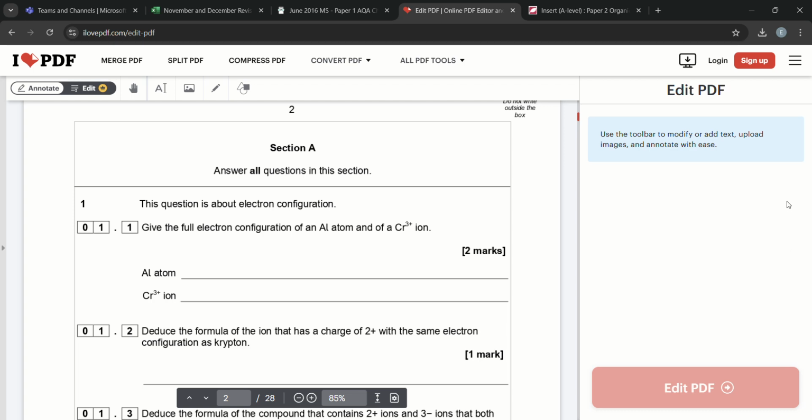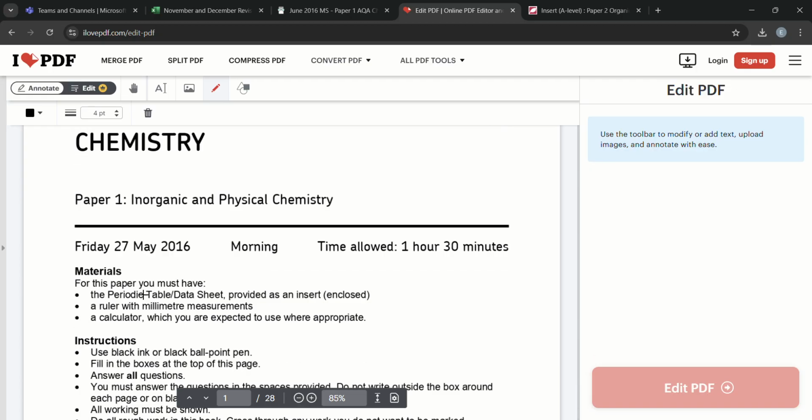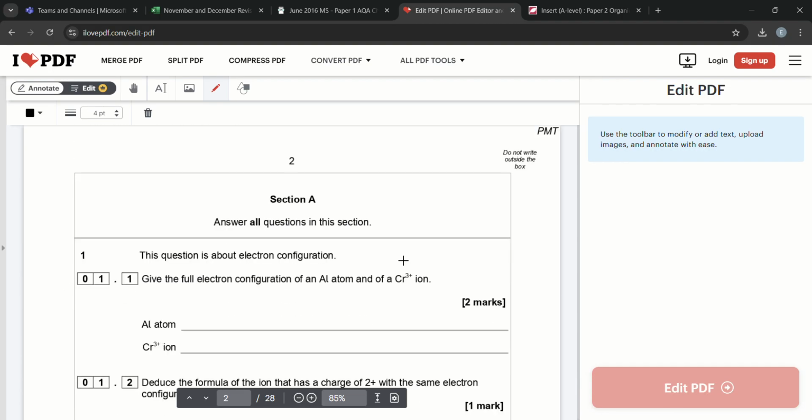Question 1 at AQA AS level, Chemistry Paper 1, Friday 27th of May, 2016. And obviously this will be in a separate playlist than the A-level ones. So this question is about electron configuration. Give the full electron configuration of an Al atom and of a Cr3+ ion.